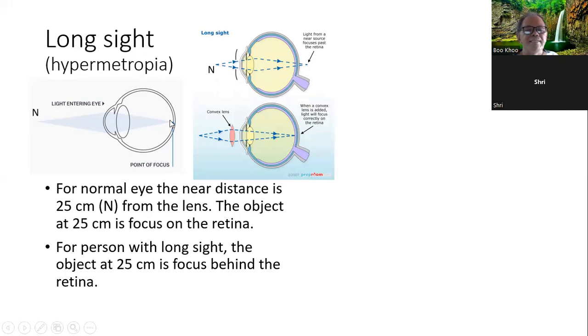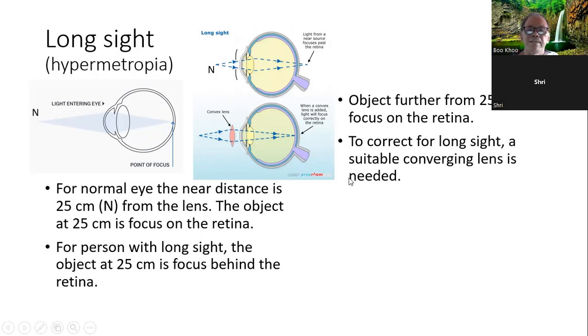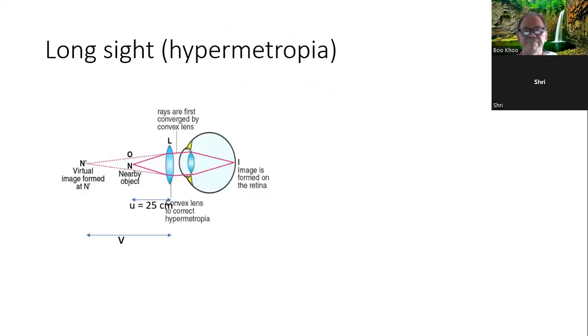For a person with long sight, right? Long sight means he can see far away. Near objects he cannot see. For a person with long sight, the object at 25 cm is focused behind the retina. That's the point. Right? Near point, focus behind the retina. How do we correct it? An object further from 25 cm is focused on the retina. So any object further than 25 cm will be focused on the retina. So that's our problem. To correct for long sight, a suitable converging lens is needed. Right? A converging lens is needed.